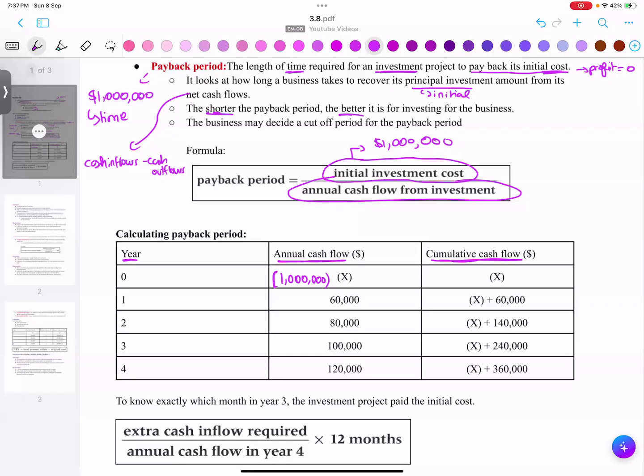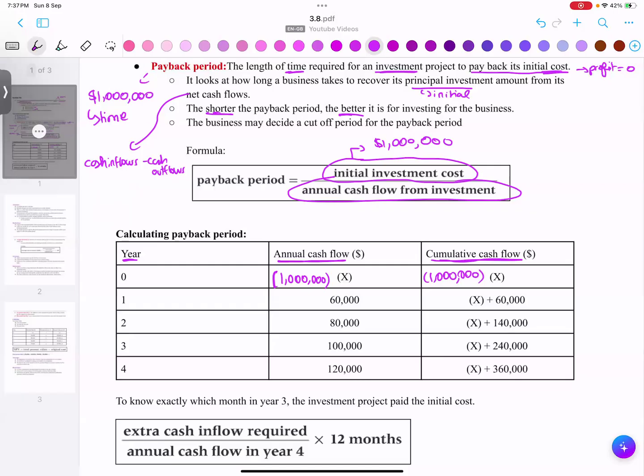This is literally when you started. This is like the racetrack, right? This is where you're starting. You really can't make any annual cash flow because you just started. This is before anything started, actually. So the cumulative cash flow will also be a negative 1 million. When it's negative, always keep in mind that it's in parentheses.